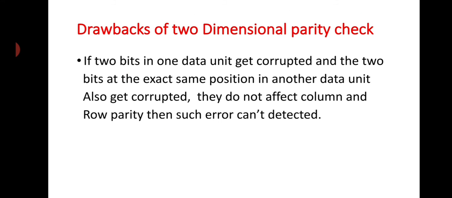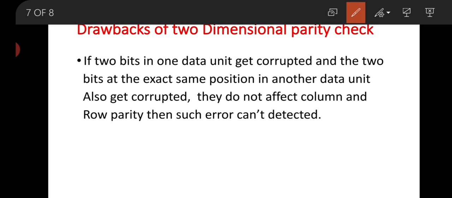Now in the next slide, the drawback of two-dimensional parity check. This method has some drawbacks also. What are the drawbacks of this method? See, if two bits in one data unit get corrupted and the two bits at the exact same position in another data unit also get corrupted, then they do not affect the column and row parity. Then such an error cannot be detected.